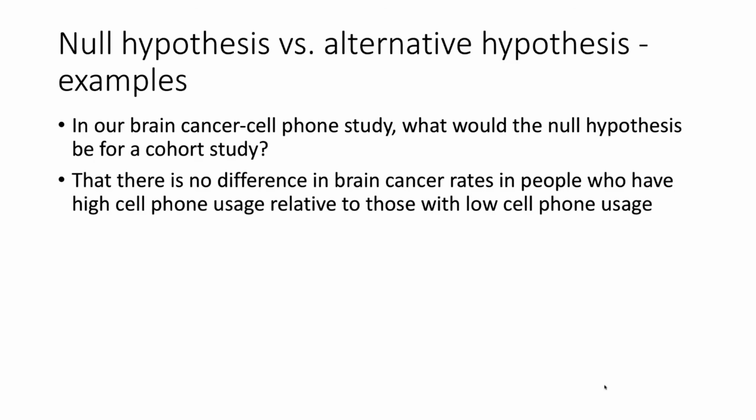Okay, so we're separating the groups. One group has a lot of exposure to cell phone use. The other group does not have a lot of cell phone use. And we are looking to see if both of them develop brain cancer. We're looking at the rates of developing brain cancer in people that use a lot of cell phones versus people that don't use a lot of cell phones.